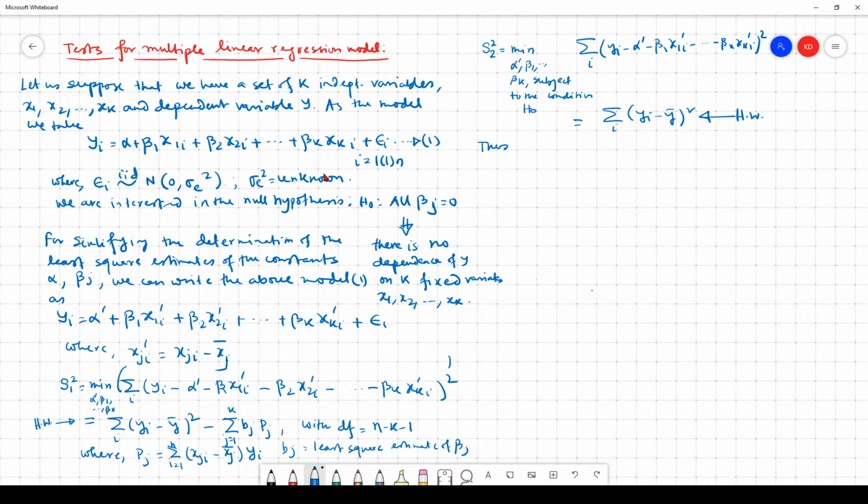So please check this, and the degrees of freedom is equal to... Follow me, I am telling you. Please tell your friends who do not attend class regularly to submit their assignment before 31st July. Otherwise, they will be penalized.